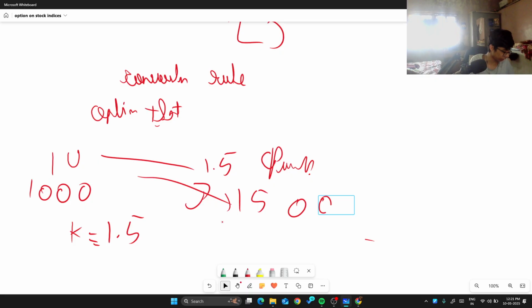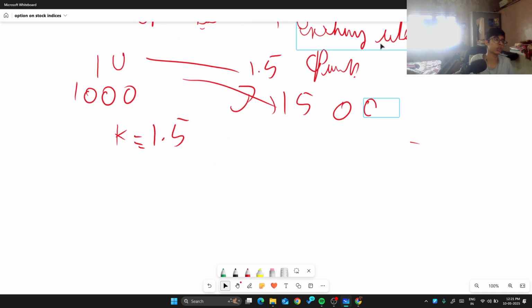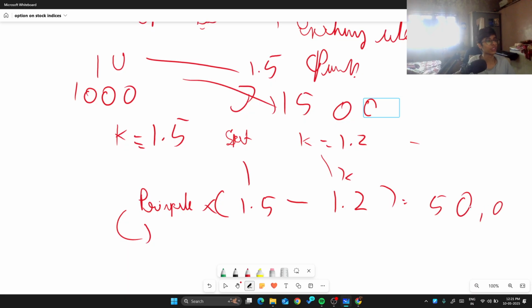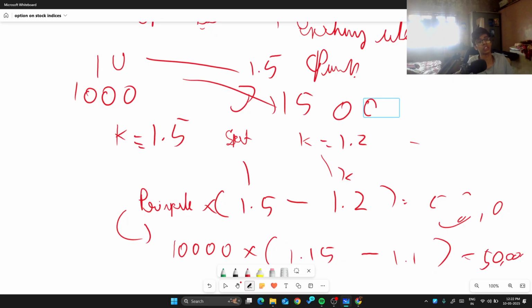And yeah, it is called the exchange rate, not the conversion rate. And there is a contract size or a principal amount. You can set a total amount to be multiplied by the exchange rate, let's say spot exchange rate minus our K equal to 1.2. That would equal a profit of 50,000. So let's take an example of $100,000 into 1.15 minus 1.1, and that gives a profit of 50,000. And that's how the currency option hedges our risk for the currency exchange rate going up and going down.